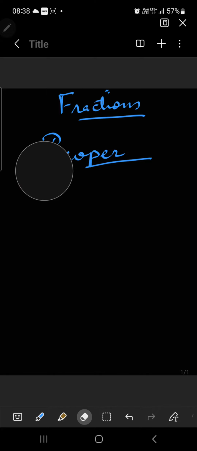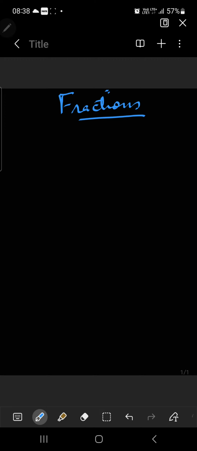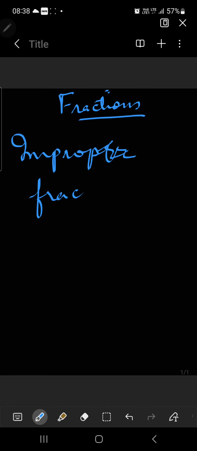Now the second type of fraction is our improper fraction. Improper fraction.